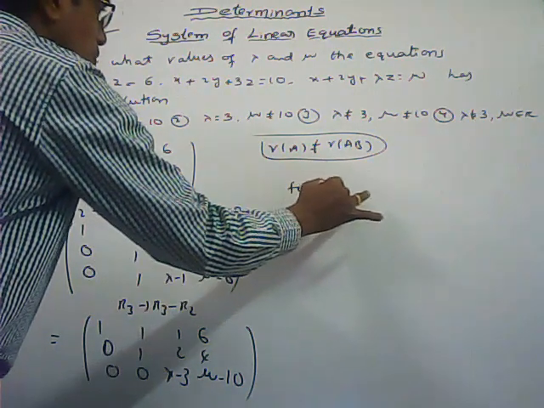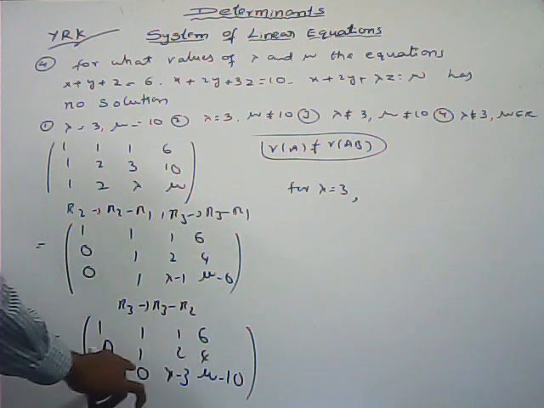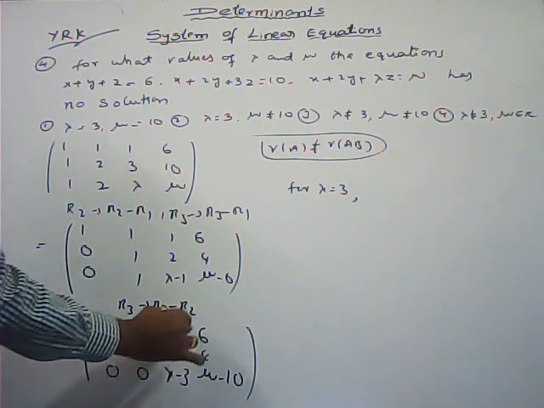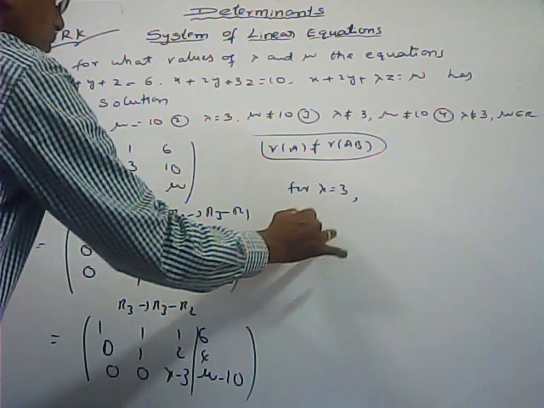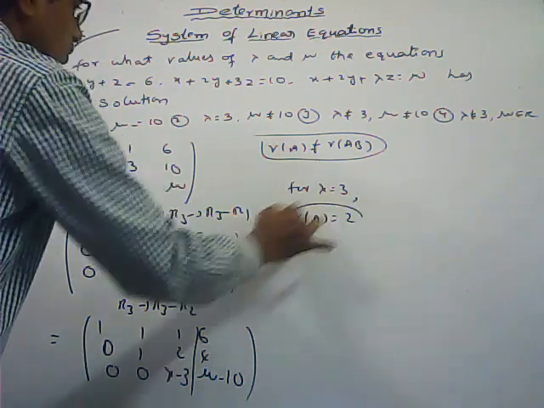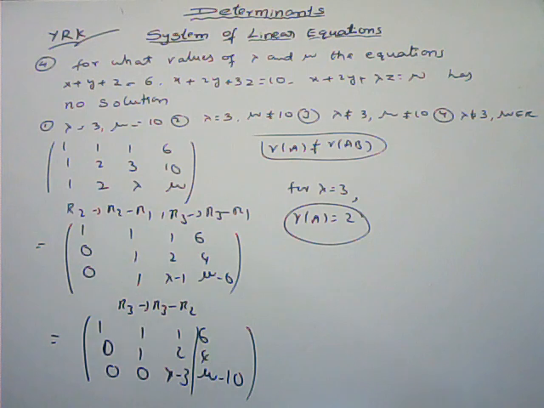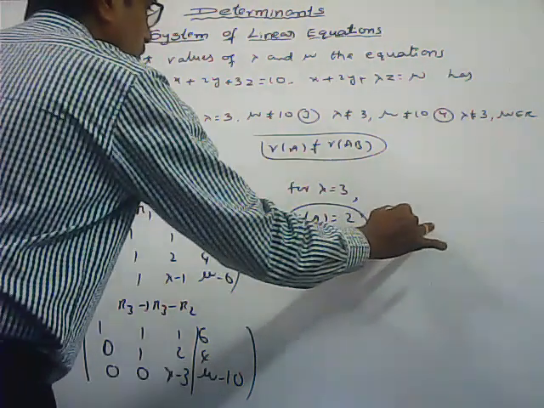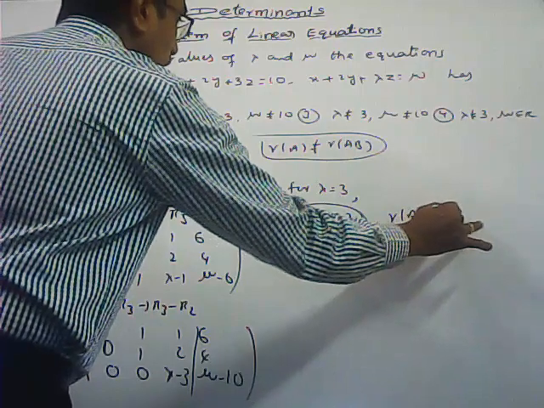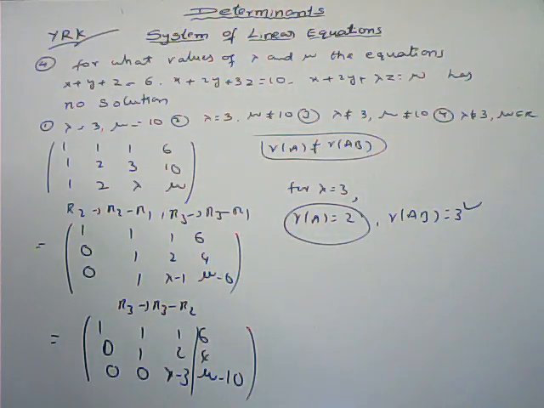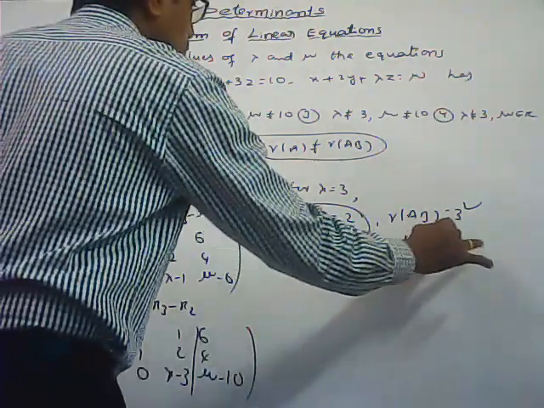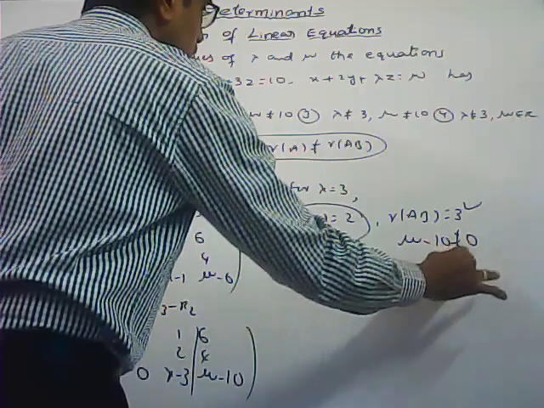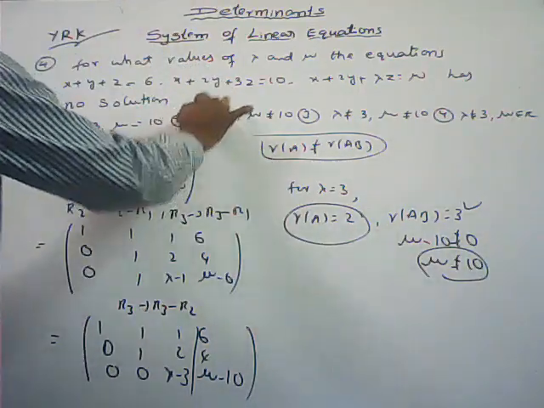For lambda is equal to 3, here all these three elements are zeros, whatever the rank of augmented, rank of coefficient matrix, that is 2 only. So here I got a rank of the coefficient matrix 2. At the same time, rank of augmented matrix should not be equal to 2. So here we should get a 3 only. 3 means mu minus 10 should not be equal to 0. Mu is not equal to 10. Then there exists no solution.